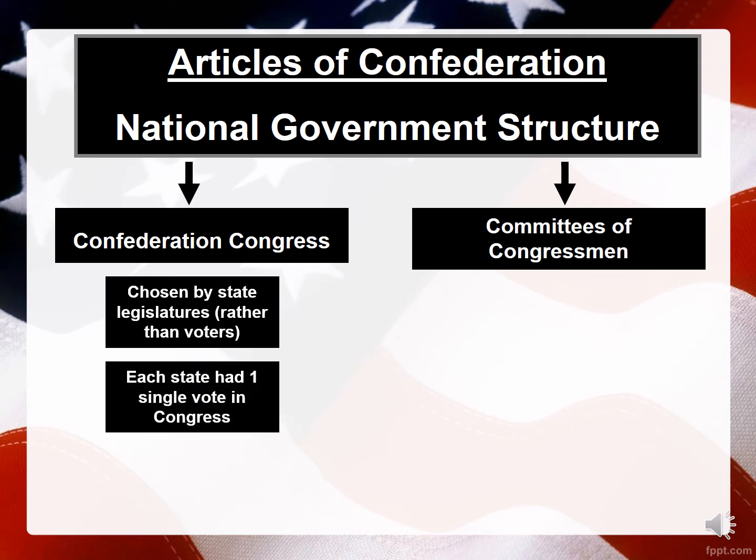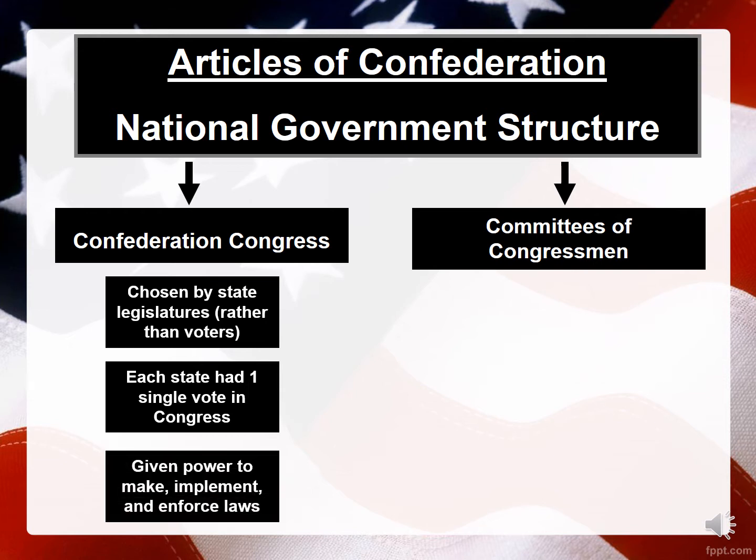Also, each state had only one vote in Congress. In other words, one state, one vote on national issues, regardless of the size of the state, regardless of the population or number of people who lived in the state. Each state had only one vote, and this was to even things out so that larger states did not overpower smaller states, but it did not give us proportionate representation. And so we're going to talk a little bit more about that in a few minutes.